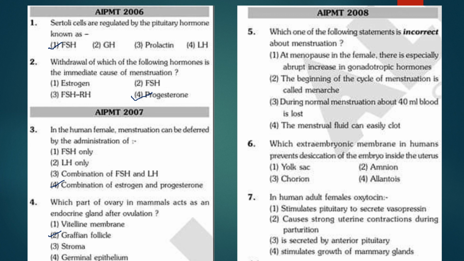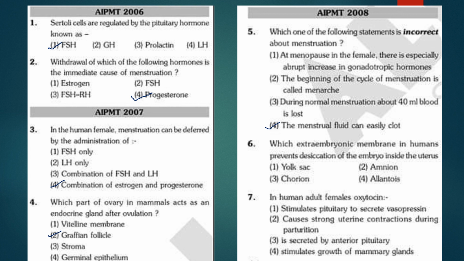And now, which one of the following statements is incorrect about menstruation? There is an abrupt increase in the gonadotropic hormones. The beginning of the cycle of menstruation is called menarche. During normal menstruation, about 40 ml of blood is lost. The menstrual fluid can easily clot. This is the wrong one. There are no clotting factors. These are the dead tissue of endometrium which is being shredded off in the form of menstrual flow.